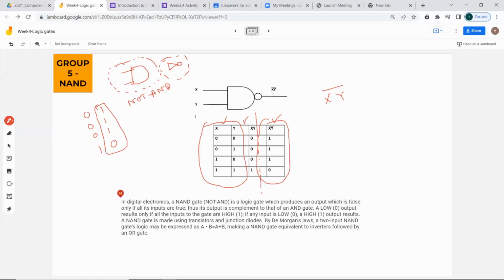Because here you have a dot in between X and Y, and you have a bar on top of both.